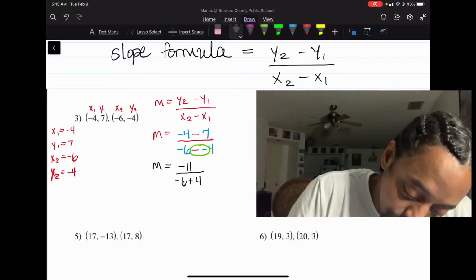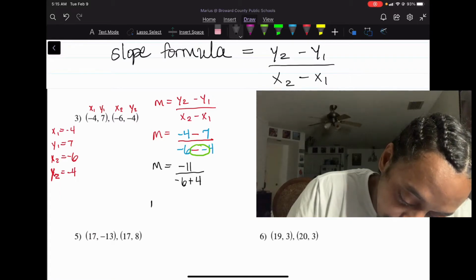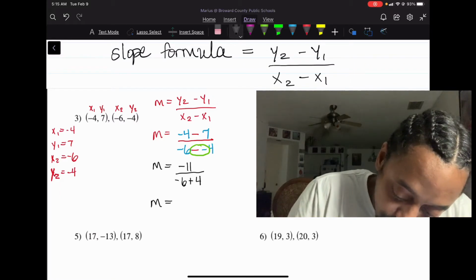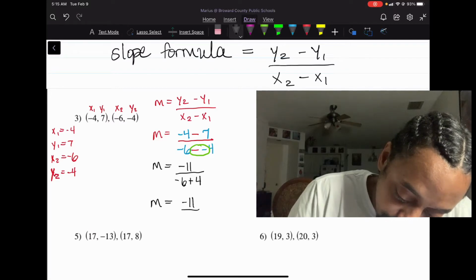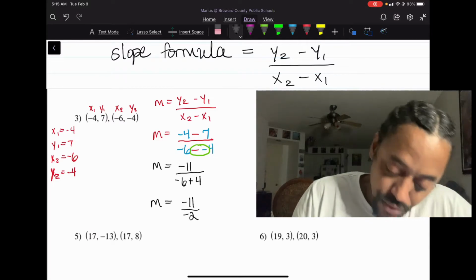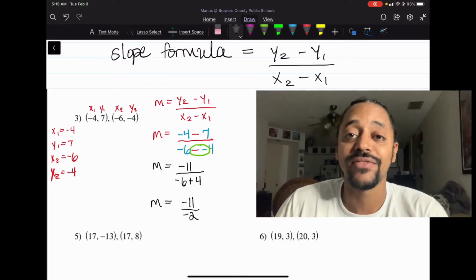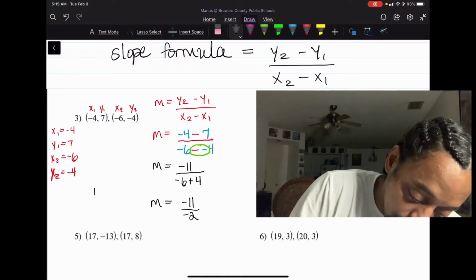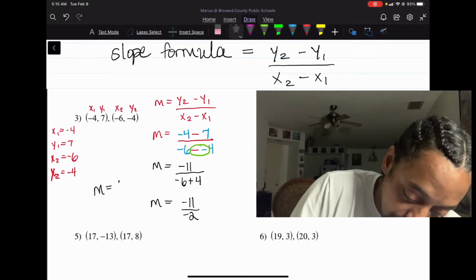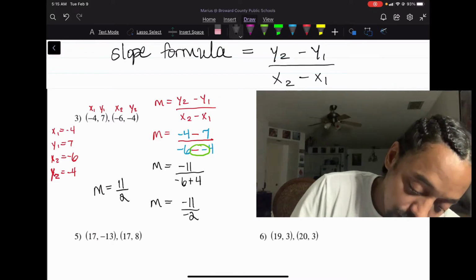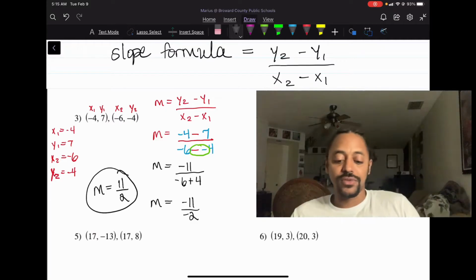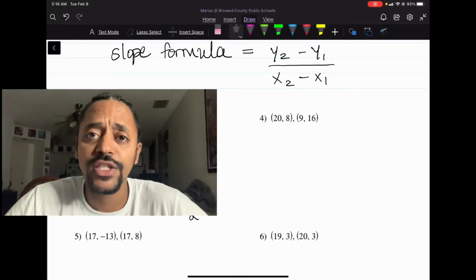And now when I simplify that, my final answer is going to become m equals -11 divided by -2. And we still have to simplify that because a negative divided by a negative is a positive. So our final answer is going to be m equals +11 over 2, or 11 divided by 2. And that's the slope. Let's try it again.